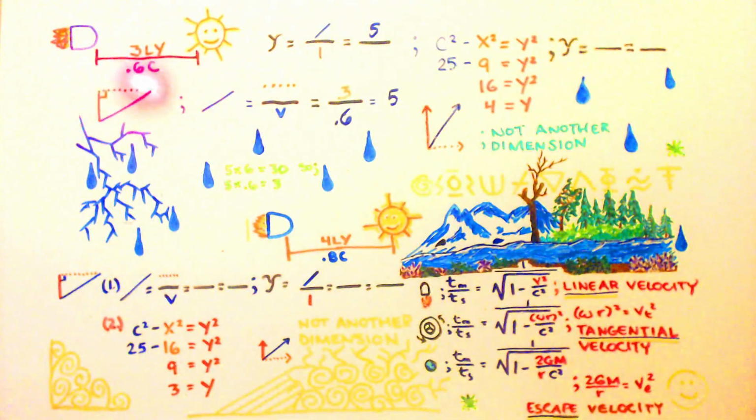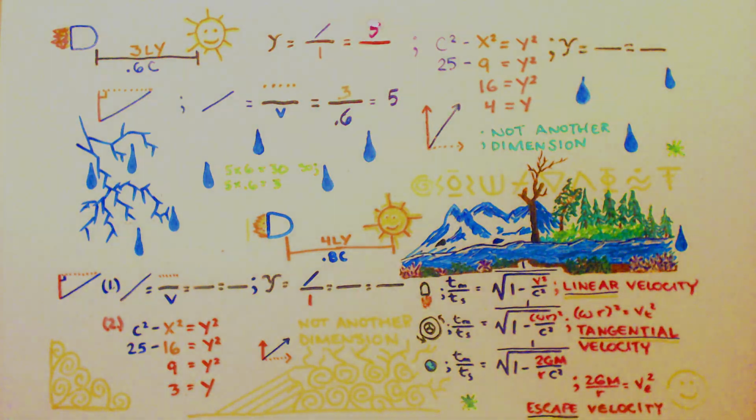The horizontal line is what you did. Where did you go? You went 3 light years. So that's 3. The velocity they gave us, they actually set the problem up right here. It's 3 over 0.6. We know that 5 times 6 equals 30, so 5 times 0.6 equals 3. This is 5. So we put our 5 up here.